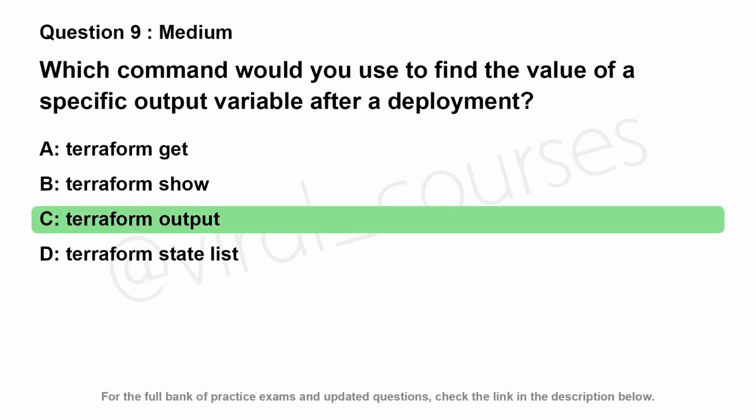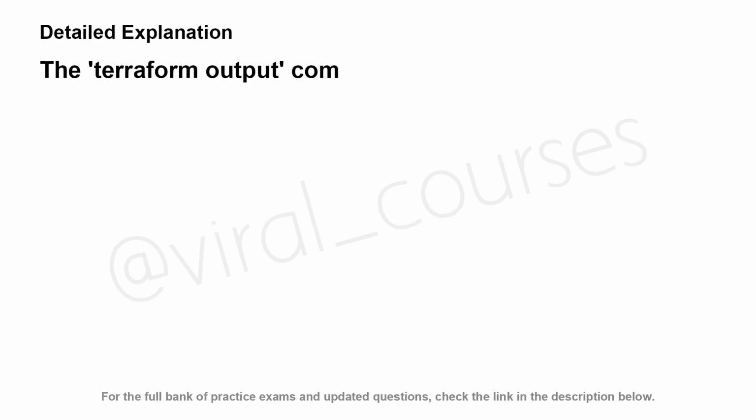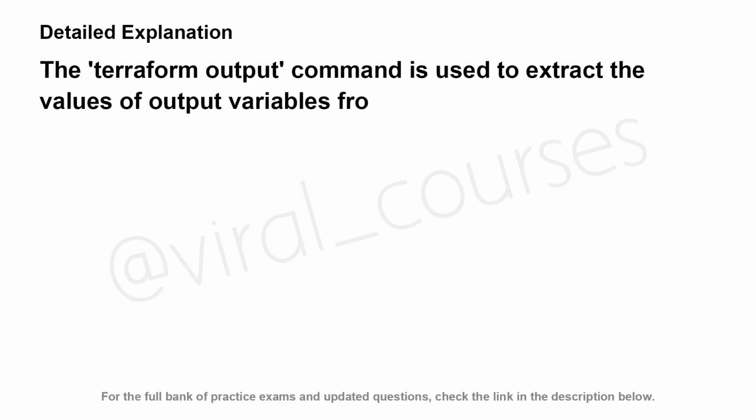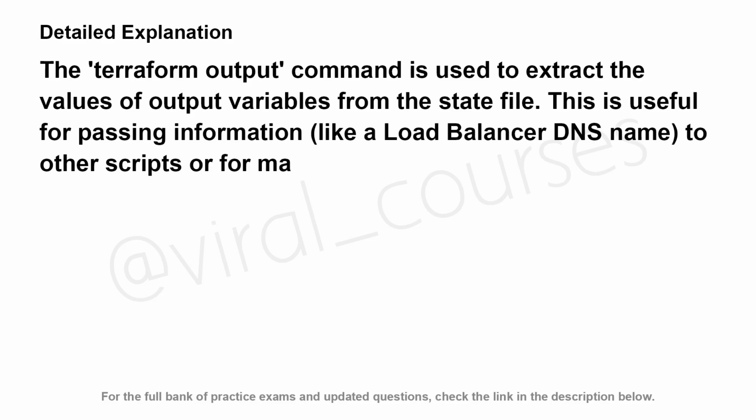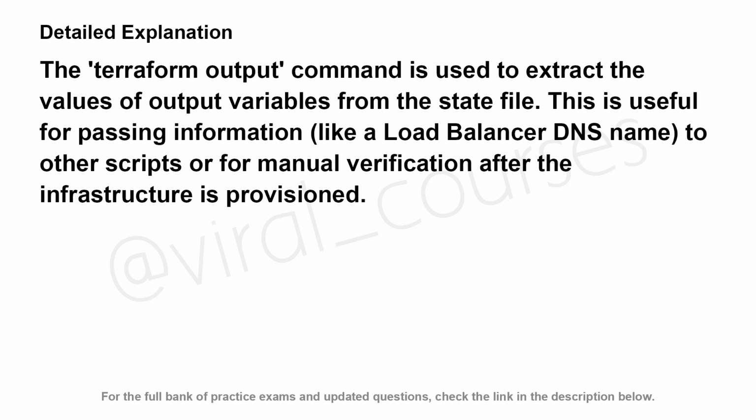The correct answer is C. The Terraform output command is used to extract the values of output variables from the state file. This is useful for passing information, like a load balancer DNS name, to other scripts or for manual verification after the infrastructure is provisioned.